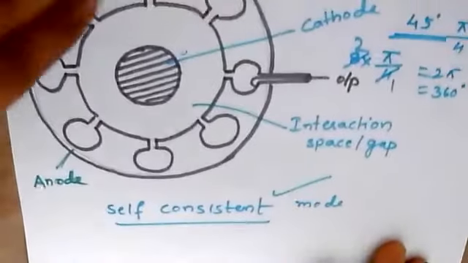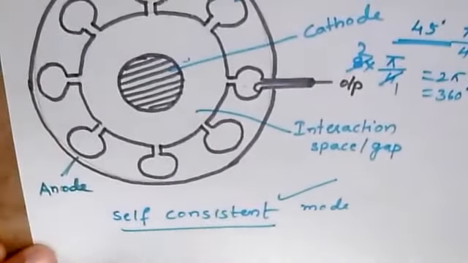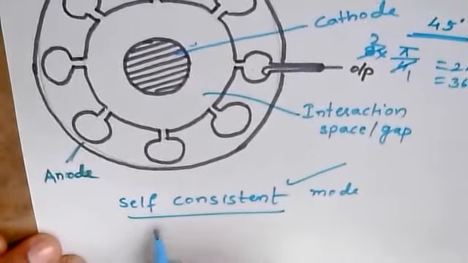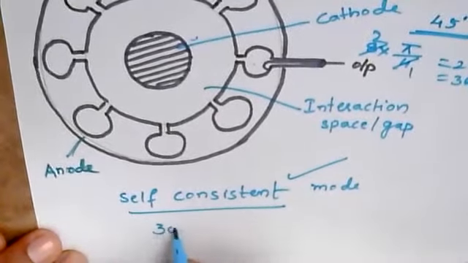So let me take another example. Suppose instead of 45, I take the phase difference between the two cavities as 30 degrees.